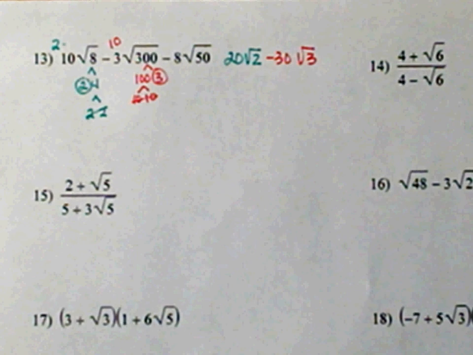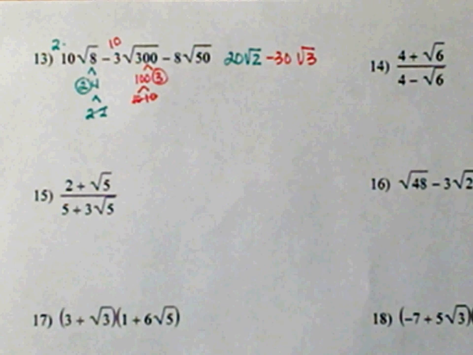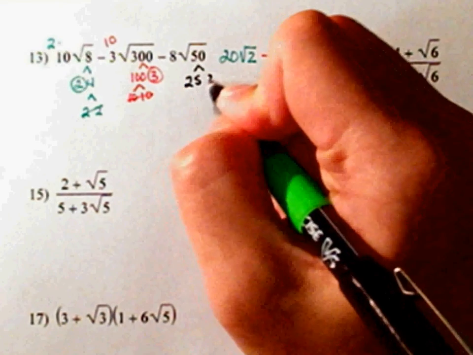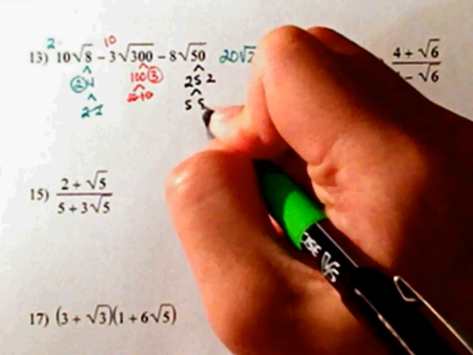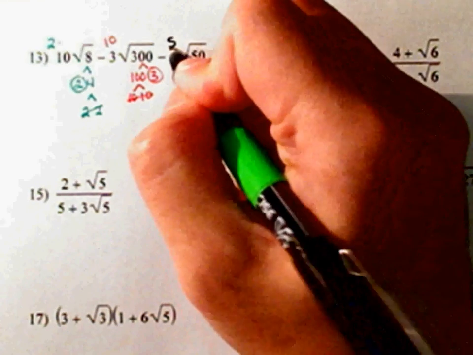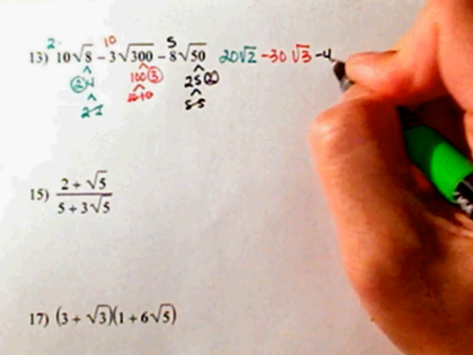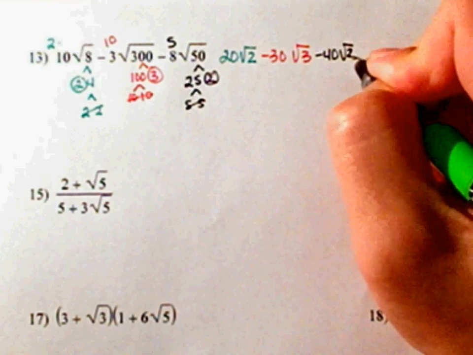Okay. Square root of 50, not perfect either. Gotta break it down. 25 and 2, 5 and 5. 2 of a kind with 2 left over. 5 times negative 8 is negative 40, square roots of 2.